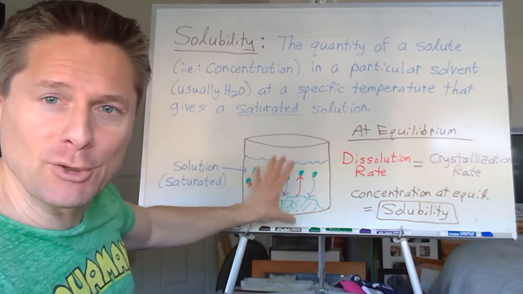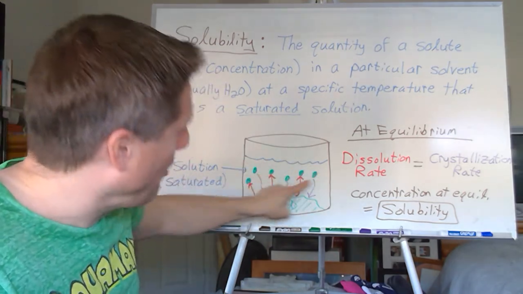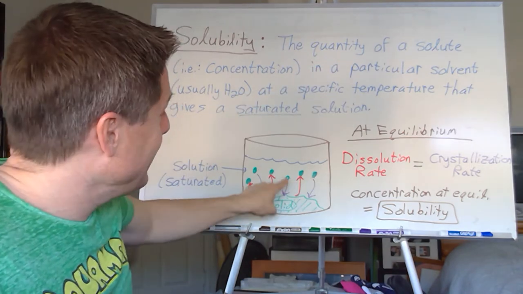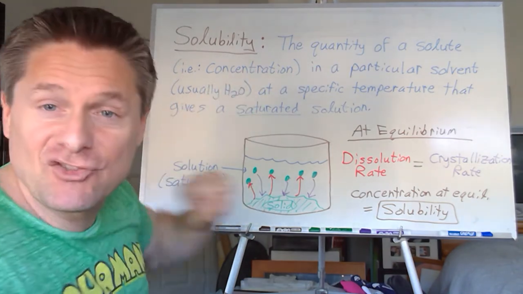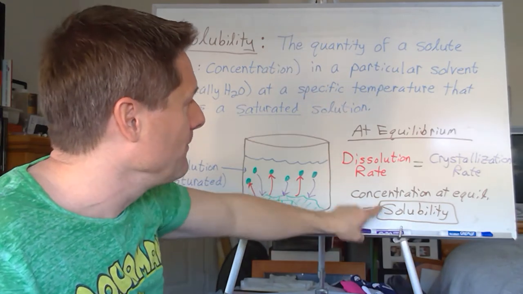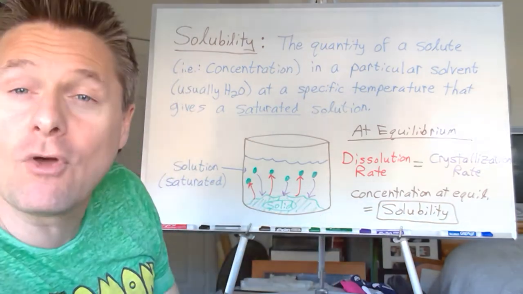At that particular point in time, the number of particles in the solution, i.e., the amount or quantity of solute in that solution, that's the concentration. So the concentration at equilibrium is called the solubility.